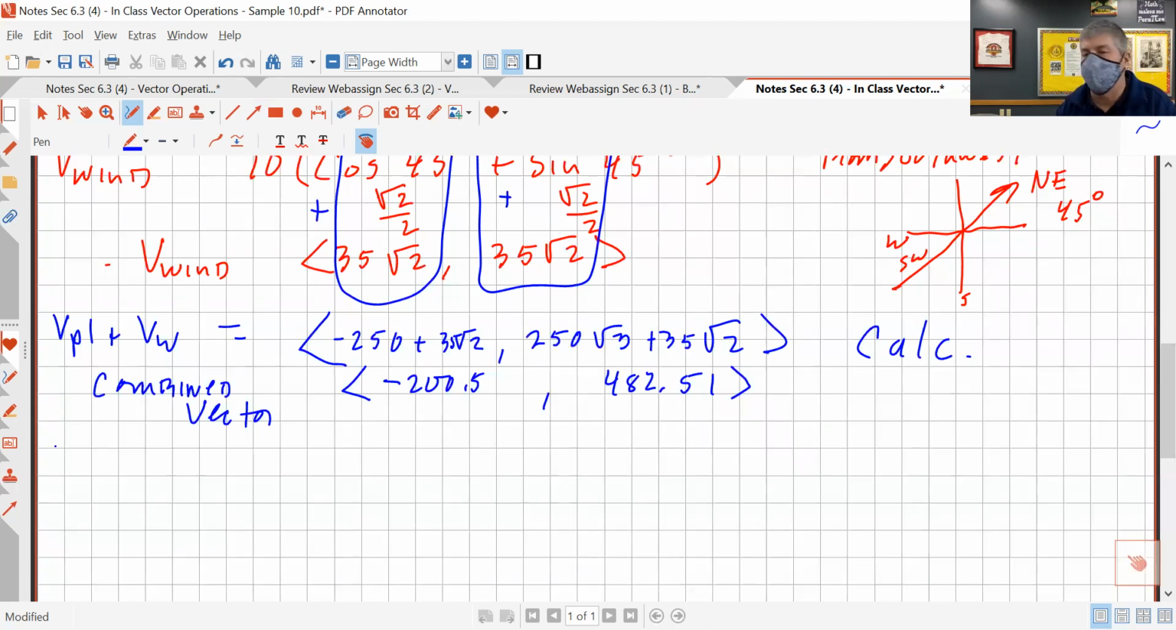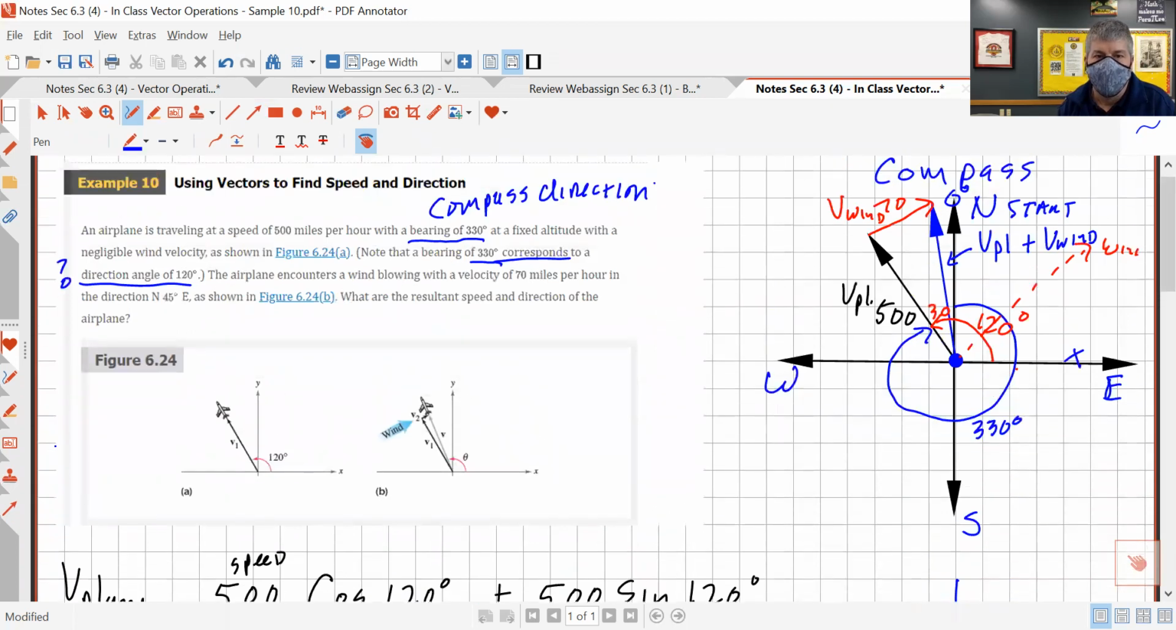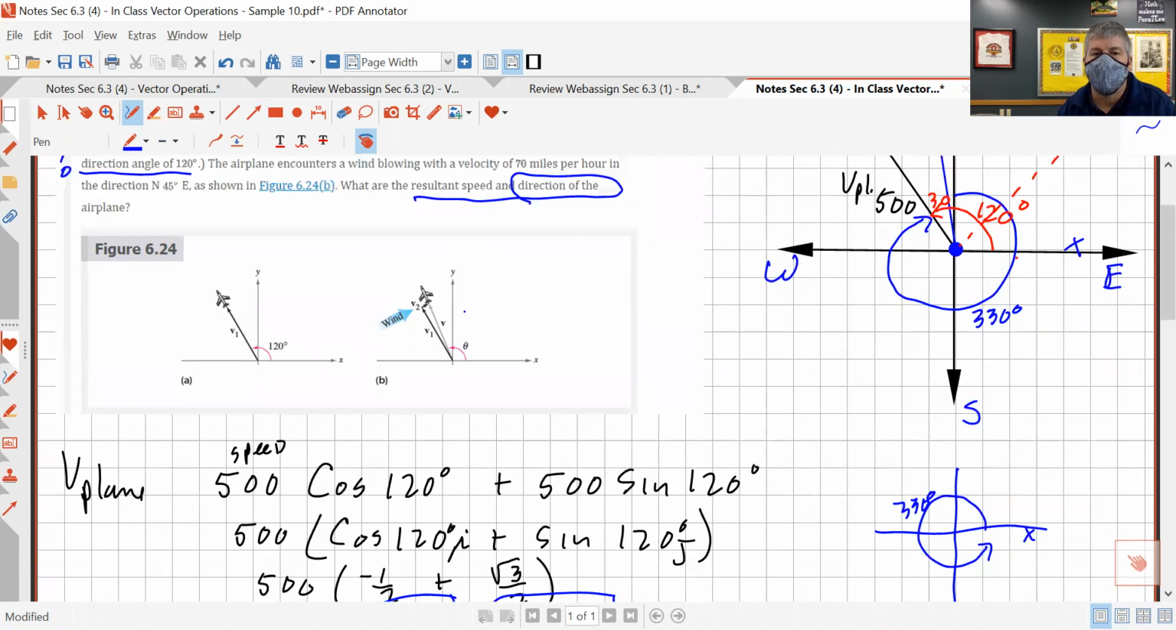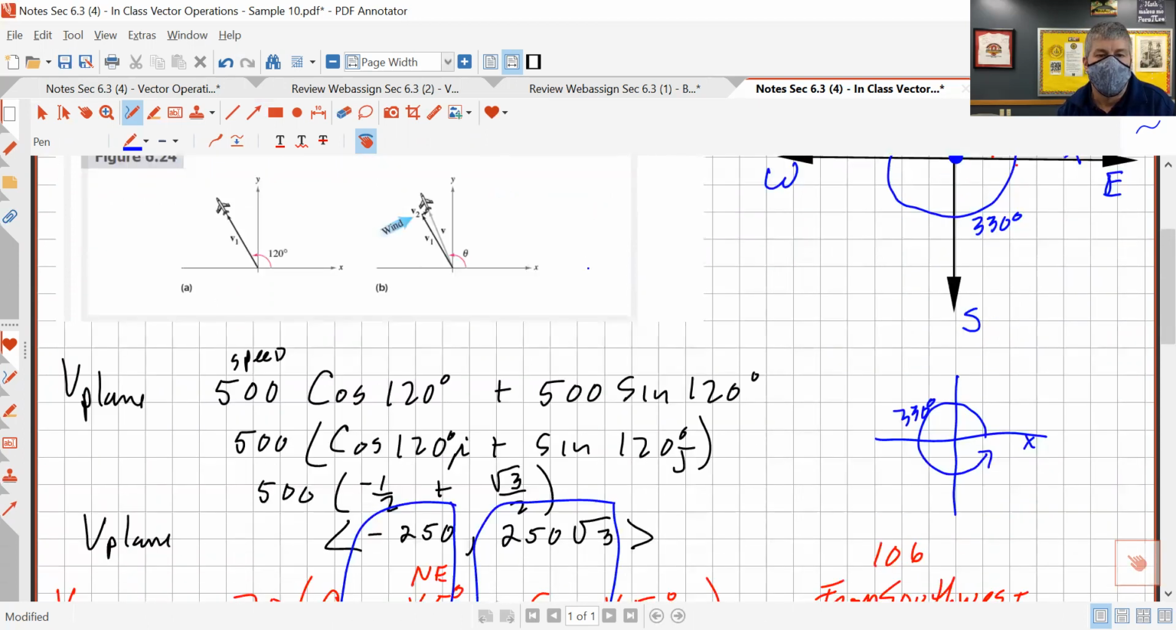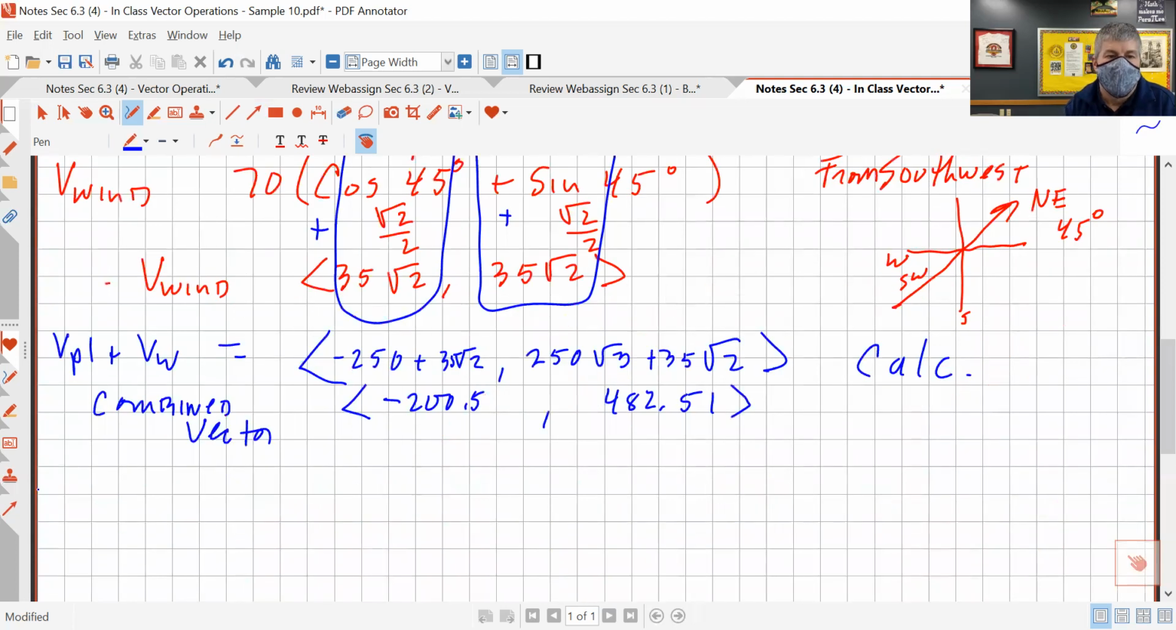I haven't answered any of my questions yet: the resultant speed and direction of the airplane. I have found my resultant vector, but I haven't found its direction yet. I've got the vector, but I don't have the resultant speed yet. Speed is magnitude. So my speed, which is my magnitude, is, let me erase all that.